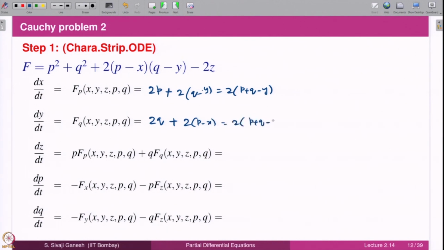Now, dz/dt after some simplifications will become, I am not doing the computation, please do it, 2x(q - y) + 2y(p - x), and dp/dt will turn out to be 2(p + q - y), and dq/dt is 2(p + q - x). So, this is the characteristic strip of ODEs for characteristic strips.